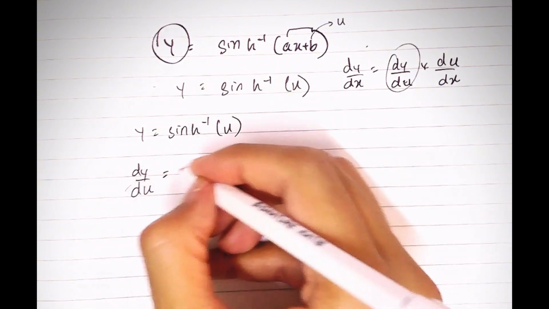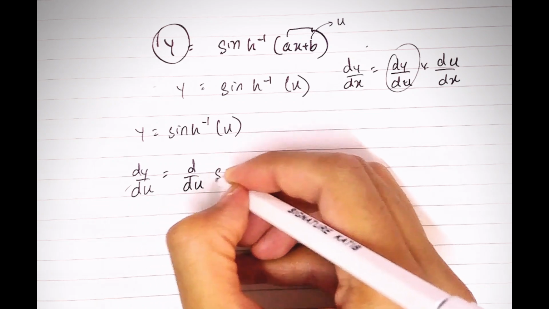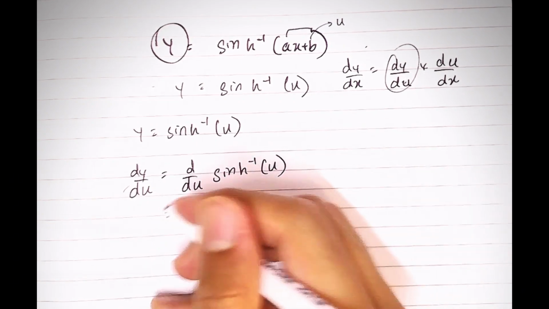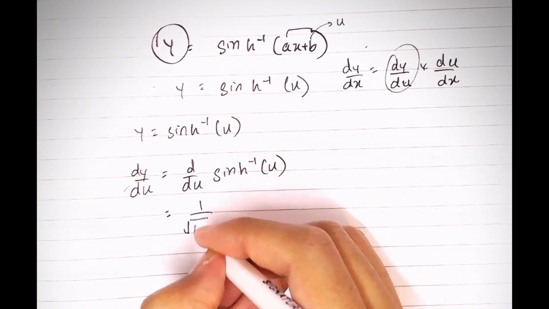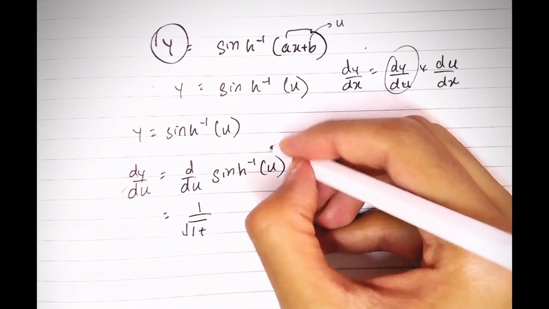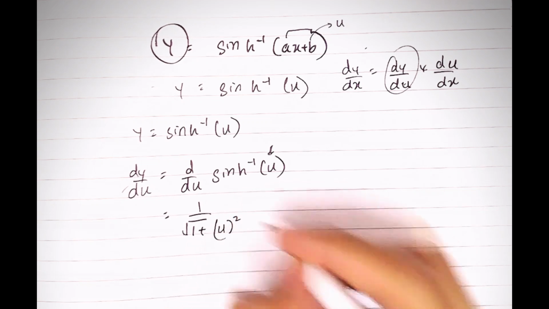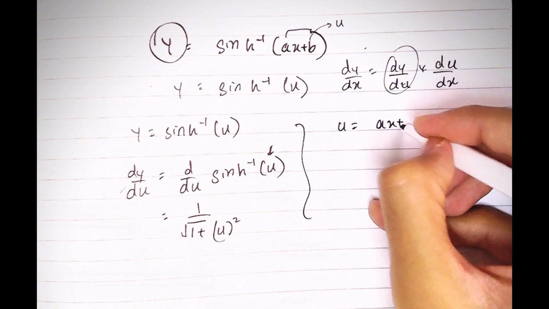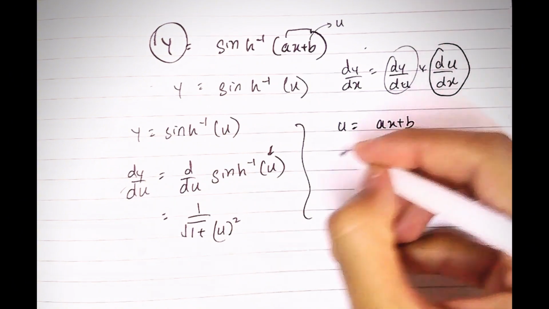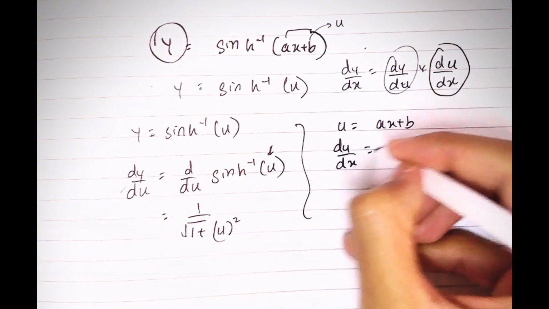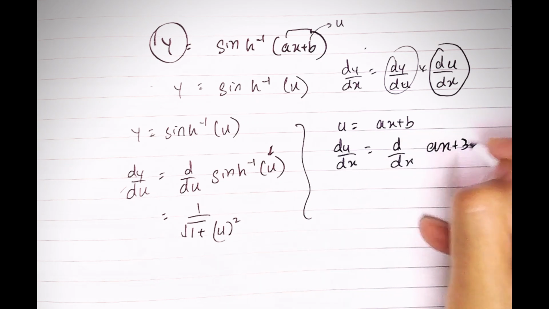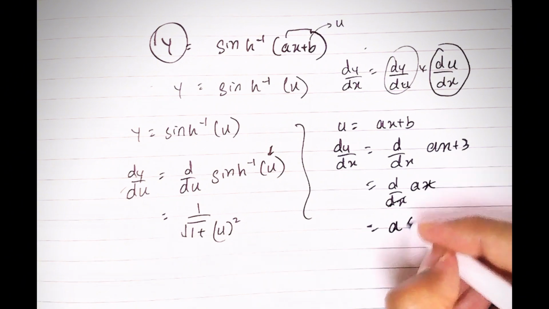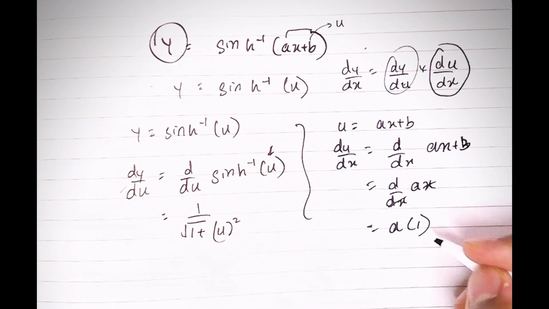So we have to take the derivative of y with respect to u, d by du sine hyperbolic inverse u. Now what was the derivative of sine hyperbolic inverse? It was 1 divided by square root of 1 plus x square. So over here we have u, so we will use u square. And what is the value of u? We just said that u is actually equal to ax plus b. So we have to take the derivative of u with respect to x. So du by dx is equal to d by dx ax plus b. So the derivative of ax would be, a will be separated because it is a constant, derivative of x will be cancelled, so we are left with 1, and b is a constant, so the derivative of any constant is 0.